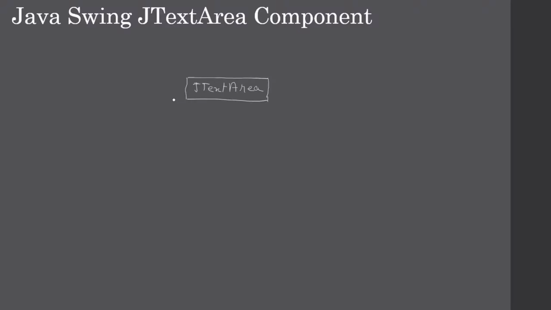JTextArea is the component name. We can use this class to create a text area. That text area can support multi-line text. You can construct this using two parameters. The first one represents rows and the second parameter represents columns.